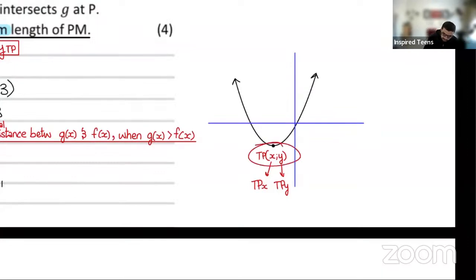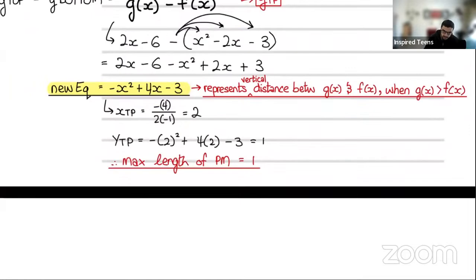So similarly here, the turning point is one coordinate, right? So when you have the x coordinate of the turning point, you can just simply substitute it into the main equation to find its corresponding y coordinate. That's all we're doing to get the YTP.